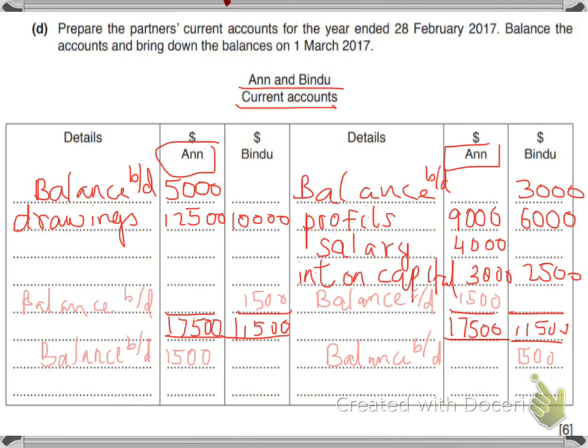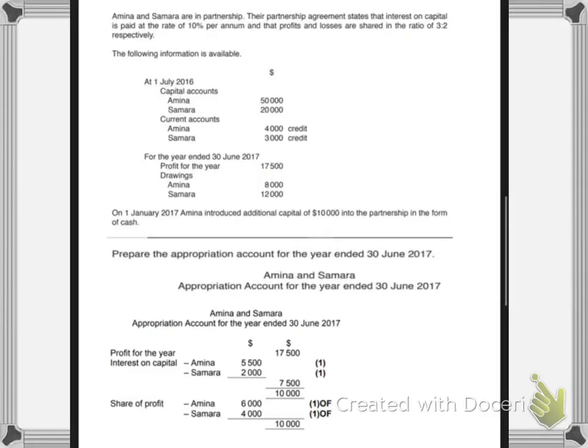So this is how we prepare a current account. Now this is the second question. They've already created an appropriation account and a current account as well. So now we're going to create a capital account.